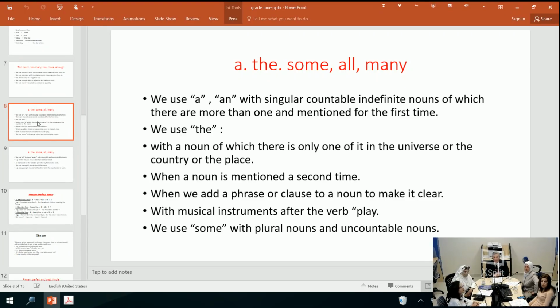With a noun of which there is only one. Let's clarify it. One in the universe, for example: the moon, the sun. We have only one moon, one sun. Or in a country, the president. Every country has one president. Or in a place, the door, if we have just one door. But if we have more than one door for a room, we cannot use it.